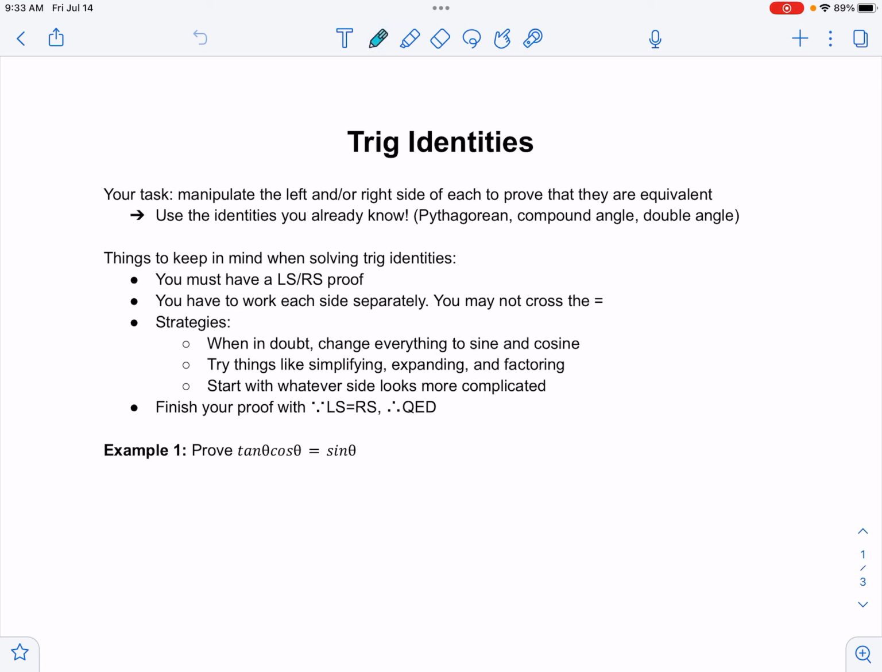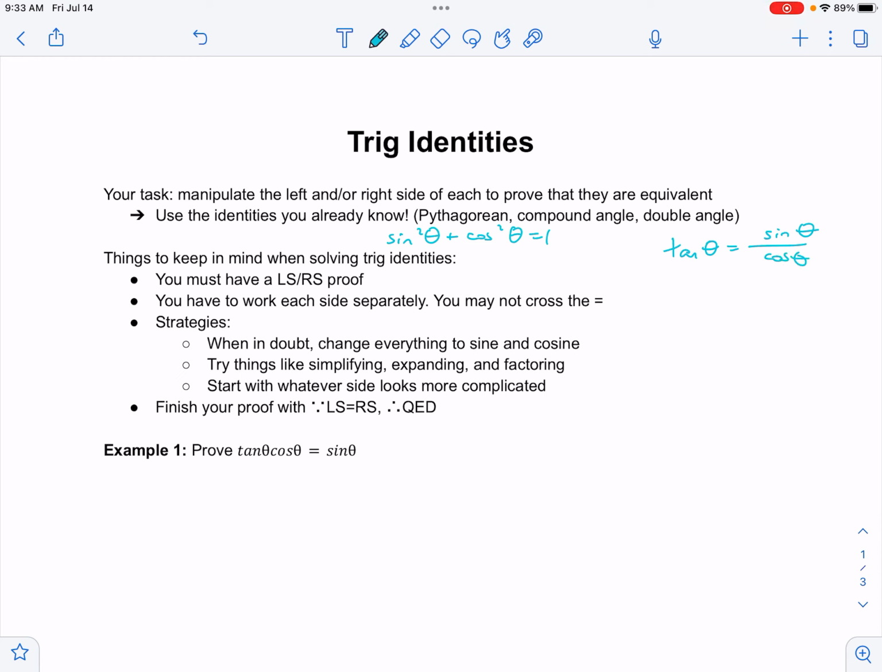So the Pythagorean identity is that one, sine squared x plus cosine squared, I'll use theta, is equal to 1. That's our Pythagorean identity. And in previous videos, we've seen compound angle identities as well as double angle identities. The other one you might want to remember is that tan of theta is sine theta over cosine of theta.